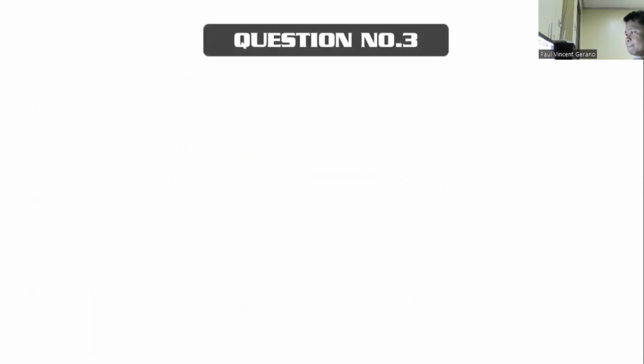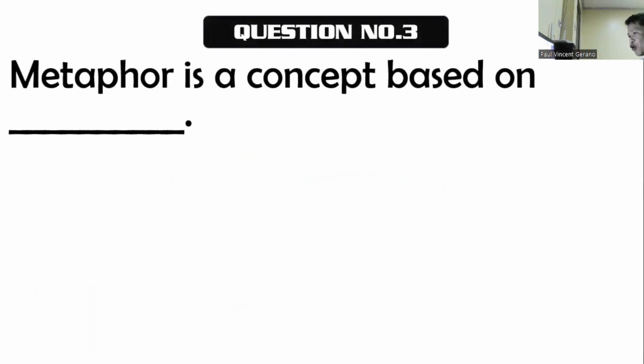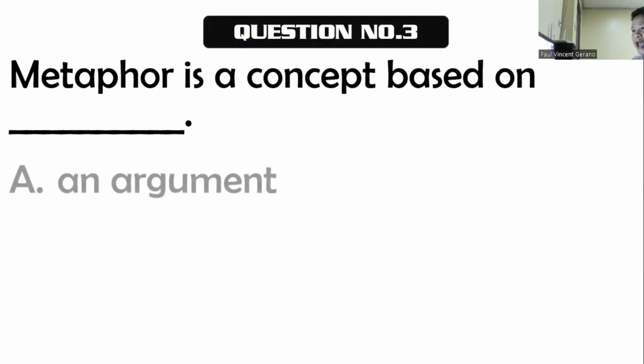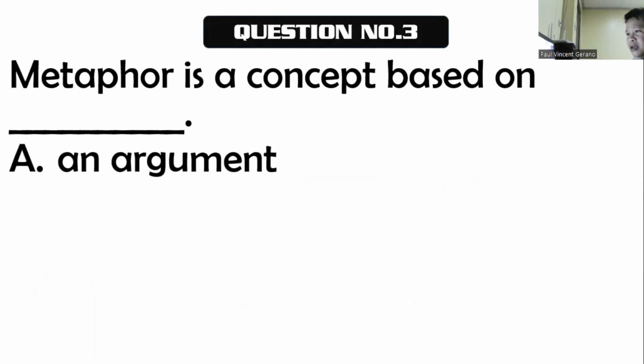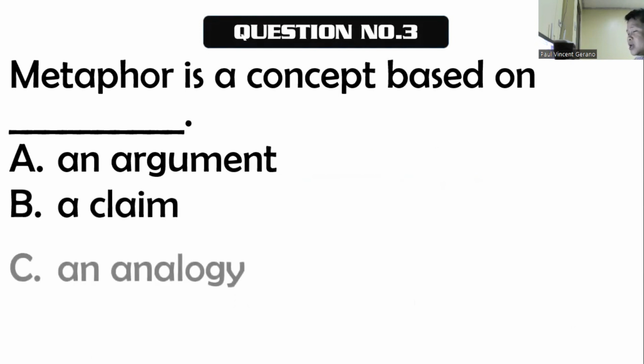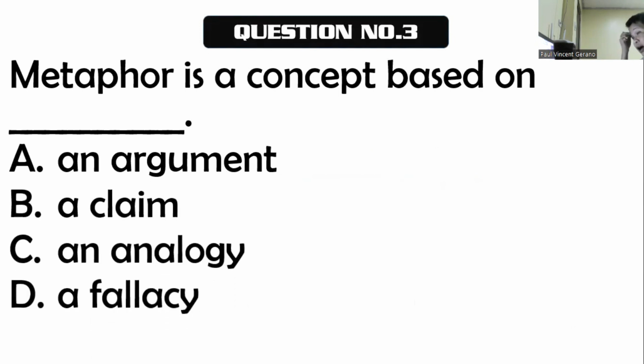Now let's go to question number 3. Metaphor is a concept based on A, an argument, B, a claim, C, an analogy, D, a fallacy. What's the answer? Okay, the correct answer is C, an analogy. Metaphor is a concept based on an analogy. Why analogy? Because you compare two things here.